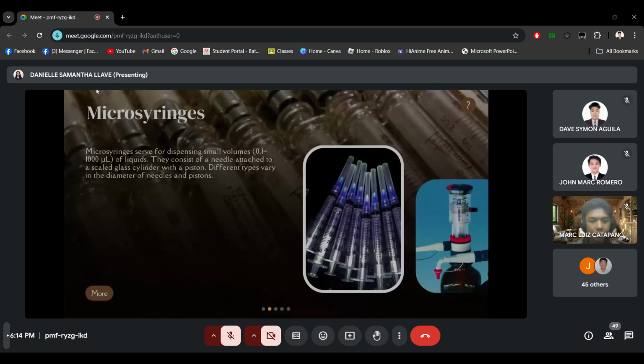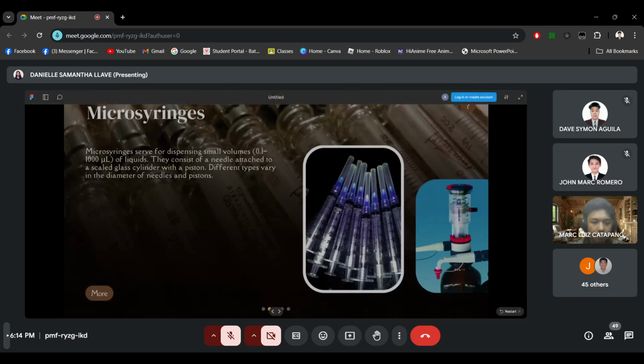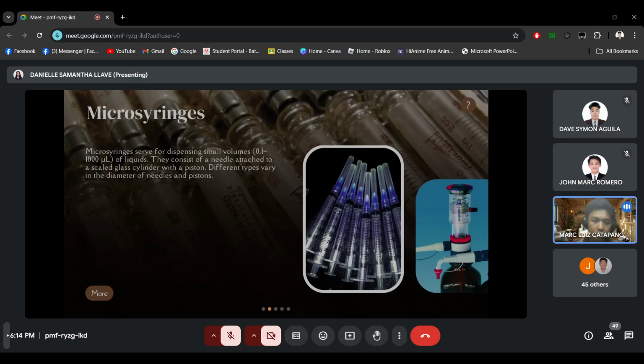Next slide. So now we have microsyringes. Microsyringes serve for dispensing small volumes from 0.1 to 1,000 microliter of liquids. They consist of a needle attached to a scaled glass cylinder with a piston. Different types vary in the diameter of the needles and pistons.